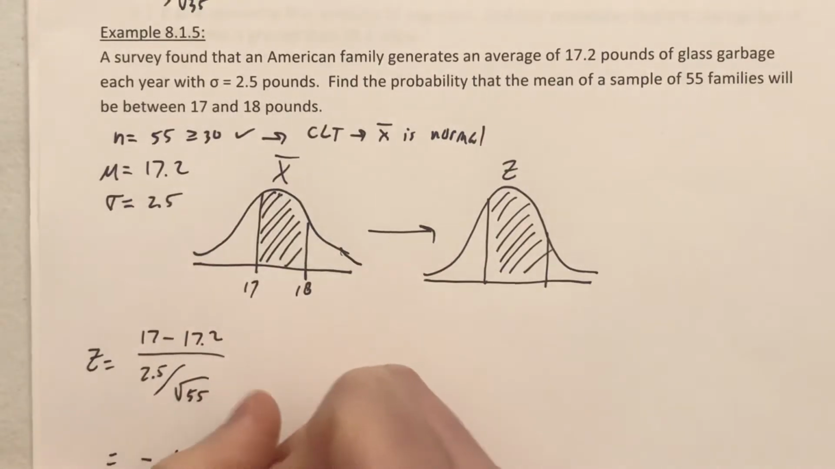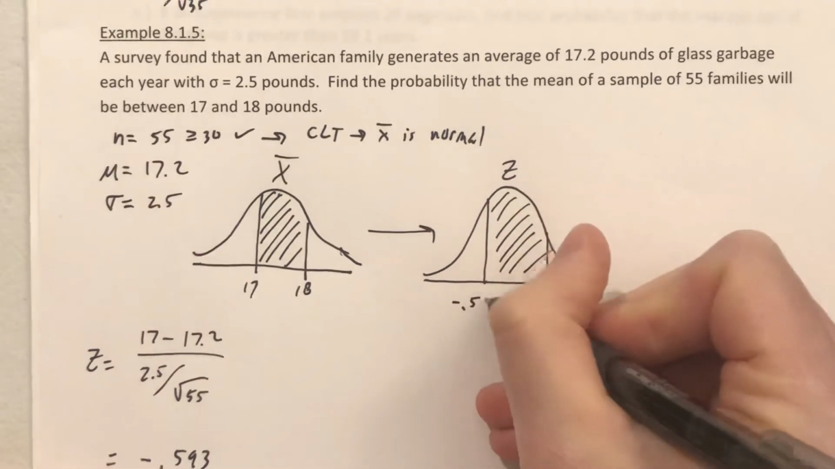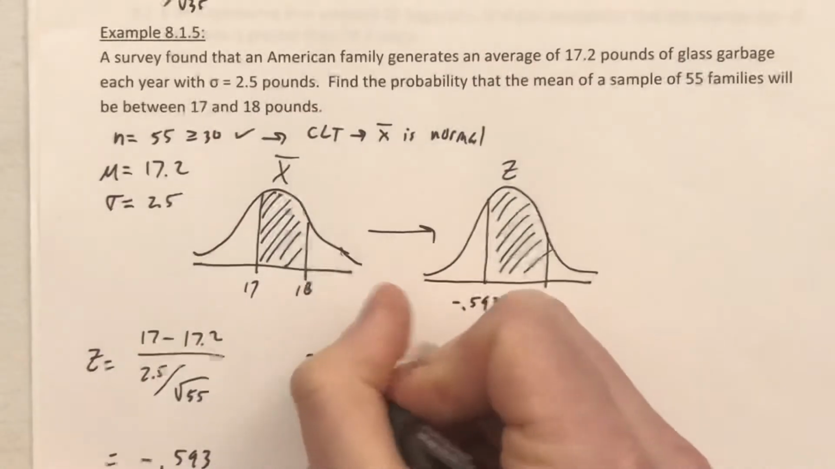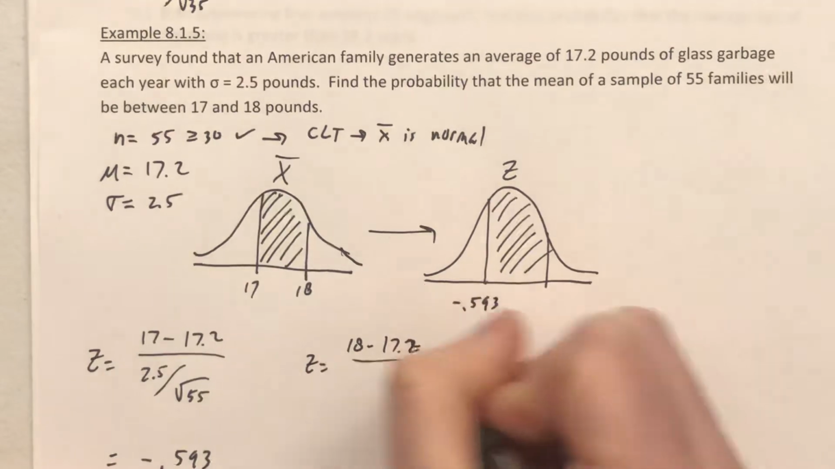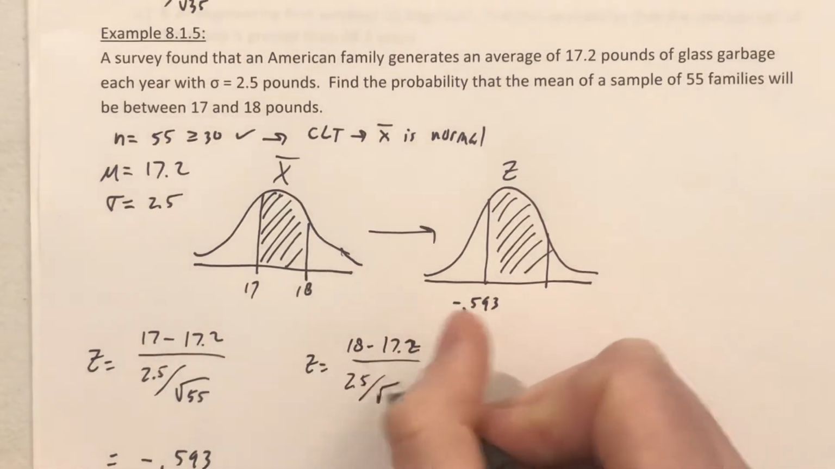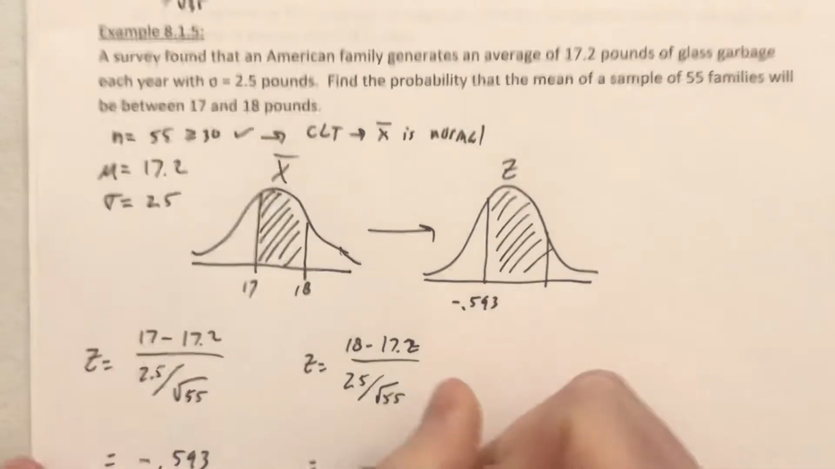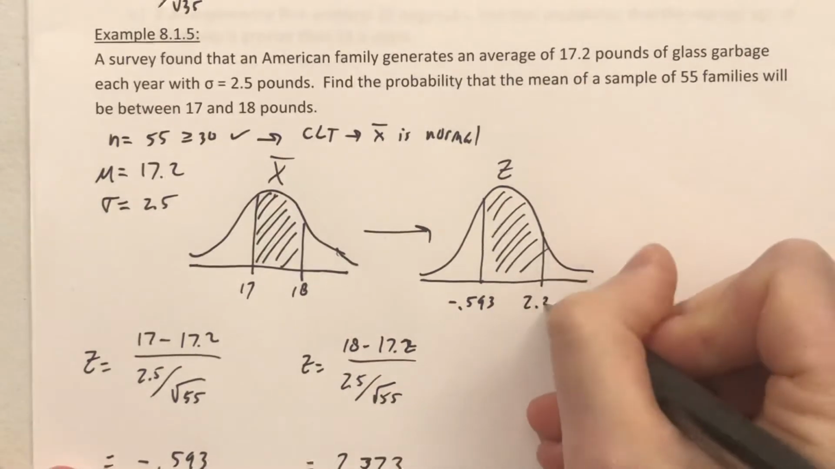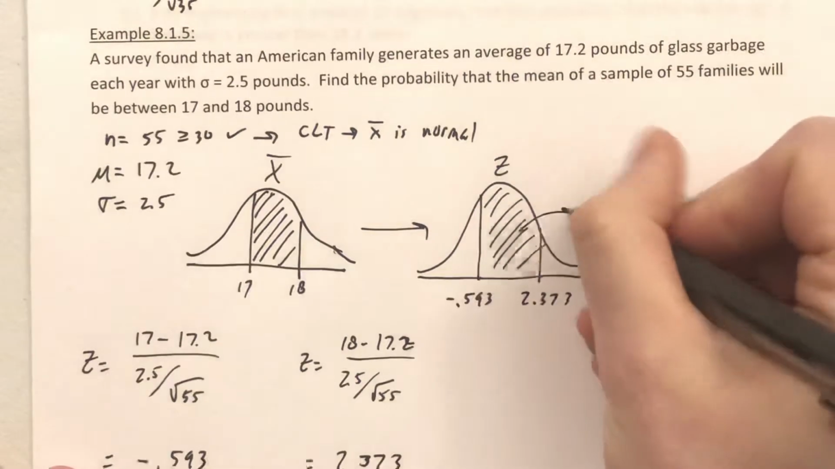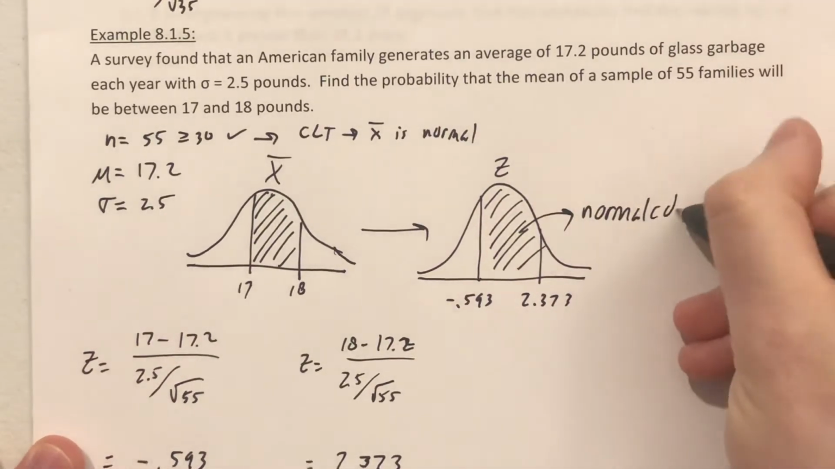Coming out to negative 0.593. So that could be the label of that boundary. And then using the z-score for 18, thrown into that same z-score formula, gets me 2.373. And so that means if we need the area of that shaded region, then we actually have both our boundaries.